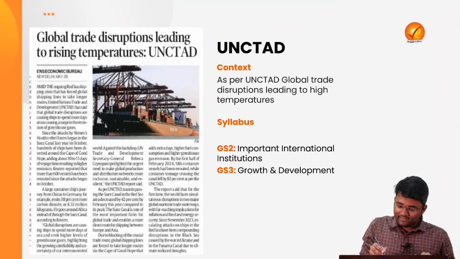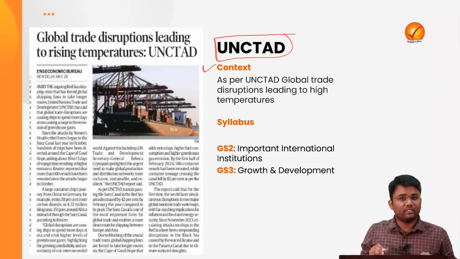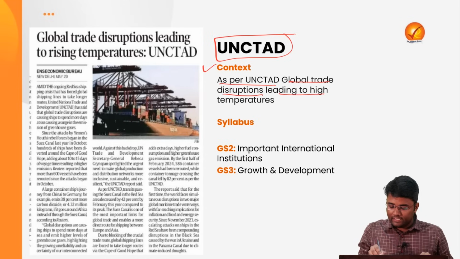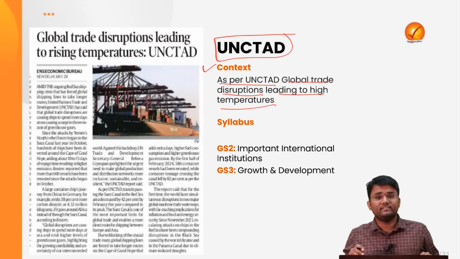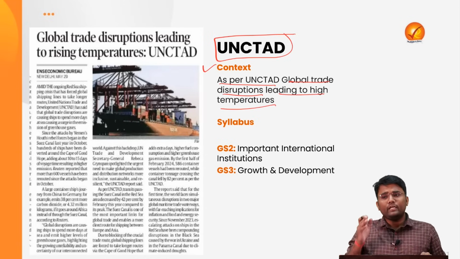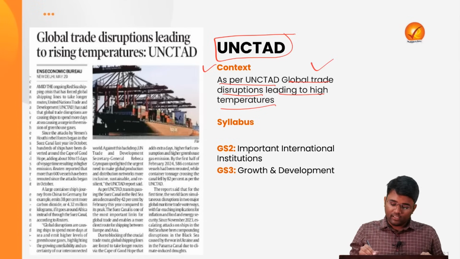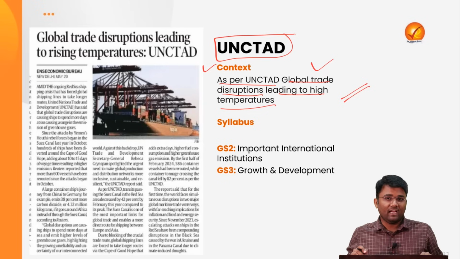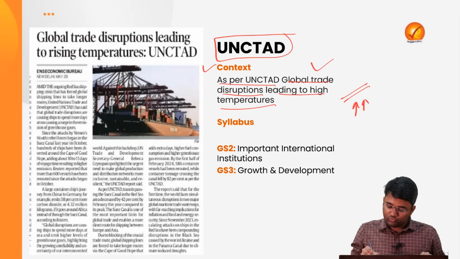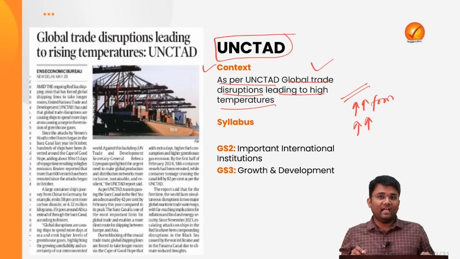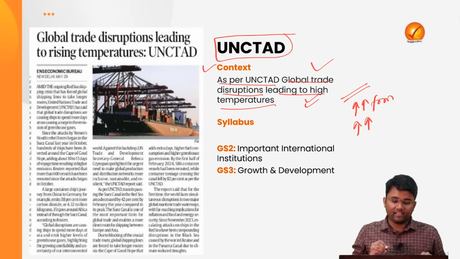So our next topic is UNCTAD. The context of this particular topic is, as per UNCTAD, the global trade disruptions are leading to higher temperatures. What does it mean? It means that due to the global trade disruptions, the ships are taking more time at sea, and that is leading to increased use of fossil fuels, increased carbon emissions, and ultimately it is fueling higher temperatures in the world.